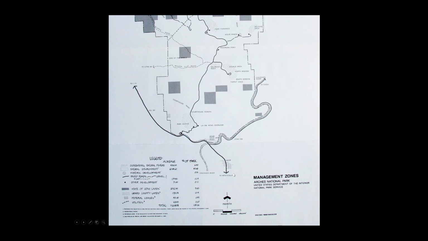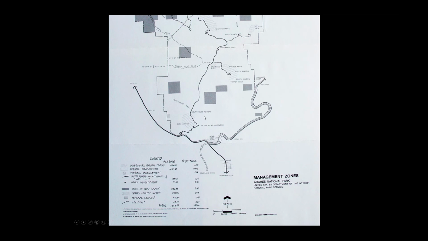I'm not sure what you're seeing arrow-wise. Okay, so management zones. And here's the legend. So if the crosshatch goes this direction, over here by Park Avenue, Double Arch, North Window, this is where most of the visitors go. And so there are extra trail systems in those areas. They are the most spectacular within the park. A natural environment, all of the white space in between, that's open desert. It's not quite so special. It looks an awful lot like the open desert that's outside of the park too.